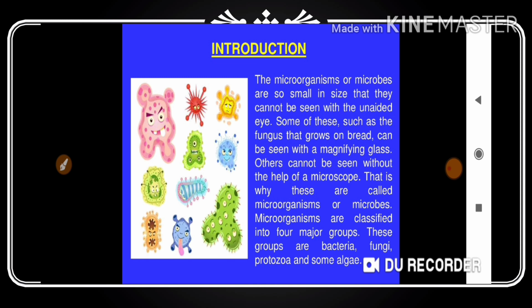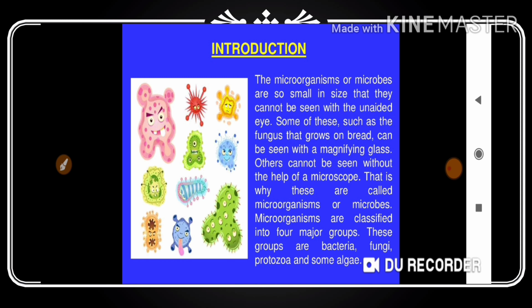Microorganisms are classified into 4 major groups. These groups are bacteria, fungi, protozoa, and some of them are algae. So these microorganisms, we have classified them into groups. One is bacteria, second is fungi, third is protozoa, and some of them are in the form of algae. Okay, so are you understanding this slide?